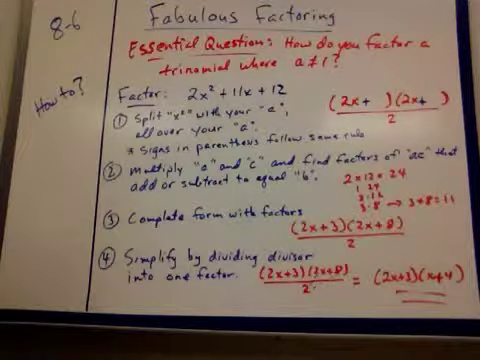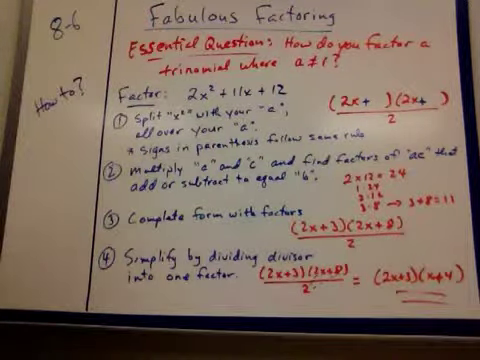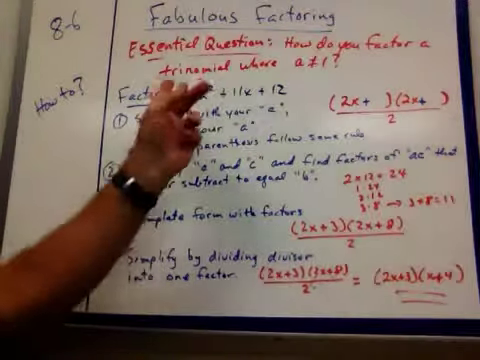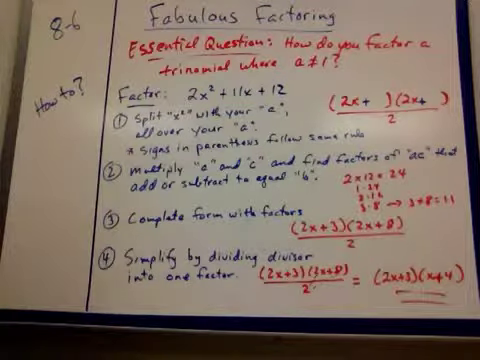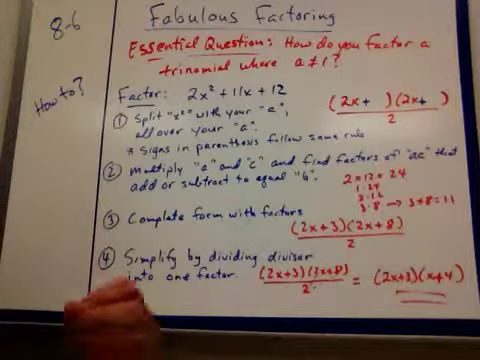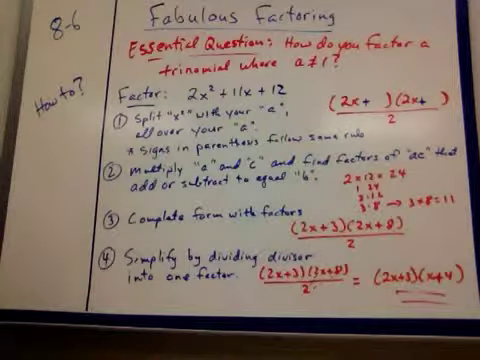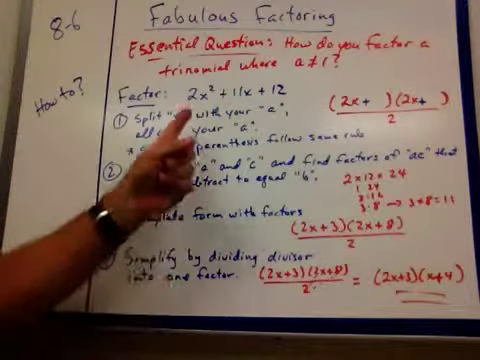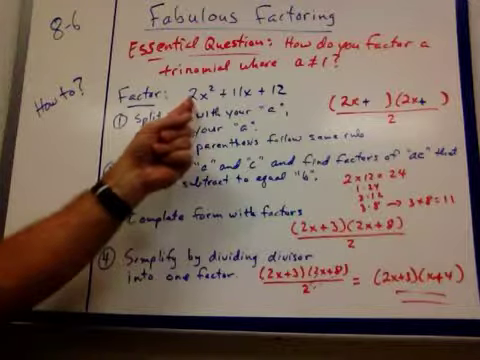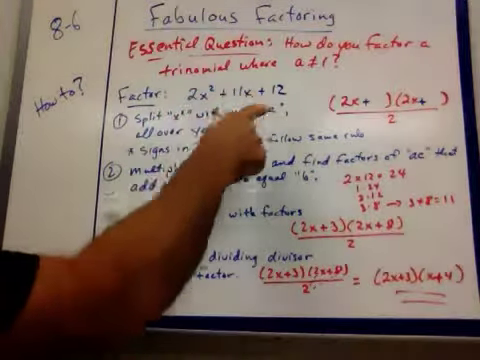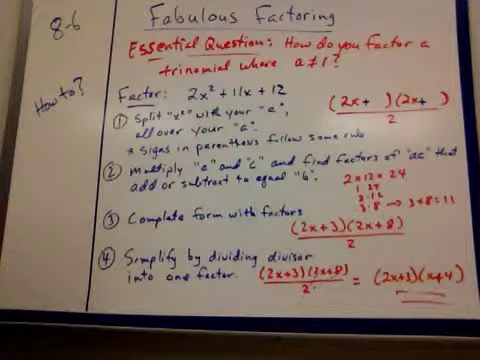Moving on with factoring. Today we're going to look at a form of factoring trinomials called fabulous factoring. How do you factor a trinomial where a does not equal 1? What we just did was that a was 1, so we had something like x squared plus 2x, whatever. But a was 1, that leading coefficient. Here you'll see we want to factor something where the a value is not 1, like 2x squared plus 11x plus 12. Okay? So how do we do that?